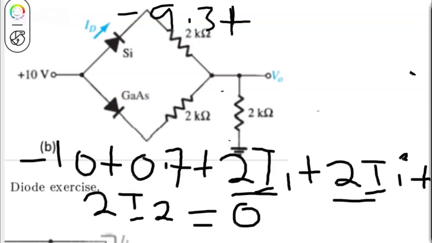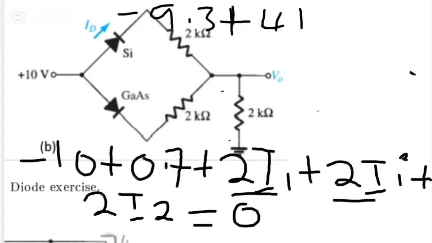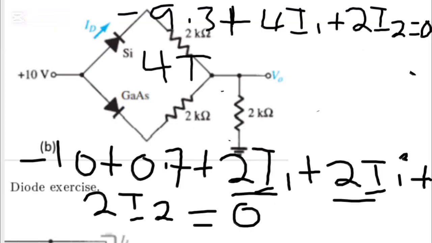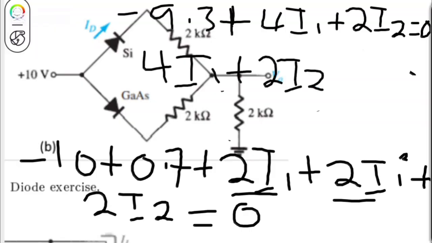If I say 2I1 plus 2I1, it will now become 4I1, and therefore plus 2I2 all should be equal to 0. So this is equation 1, but before saying this as equation 1, kindly write this down because I1 comes first. So I have to say 4I1 plus 2I2, which shall now be equal to, when the negative 9.3 crosses as a constant, it will now be positive.